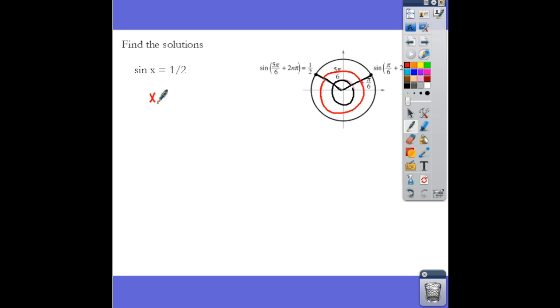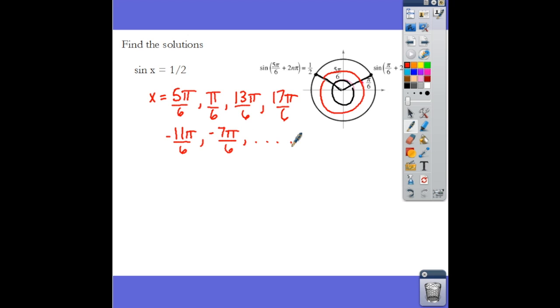So we know the solutions of sine of x equals 1/2 are 5 pi over 6 and pi over 6. But if you add 2 pi as many times as you'd like, you can also get 13 pi over 6, 17 pi over 6, or by subtracting 2 pi, you can get negative 11 pi over 6 or negative 7 pi over 6. Just like in the other example, you can add 2 pi infinitely many times to get infinitely many solutions.